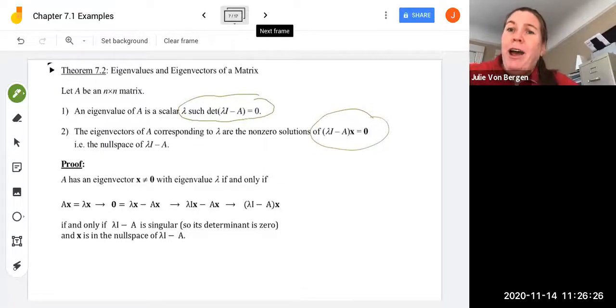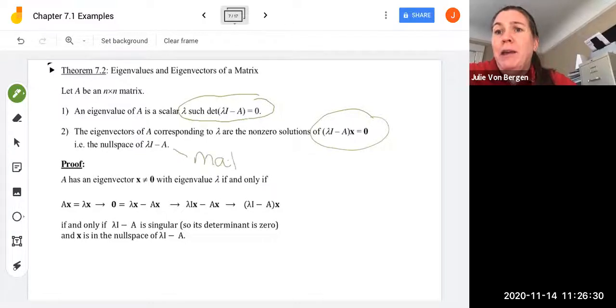So remember, lambda I minus A is going to be a matrix, because lambda I is an n by n matrix with the lambdas on the diagonal, and when we subtract A from that, A is also an n by n matrix. So lambda I minus A gives us an n by n matrix, and the eigenvectors correspond to the null space of that matrix. So let's take a look at the proof.